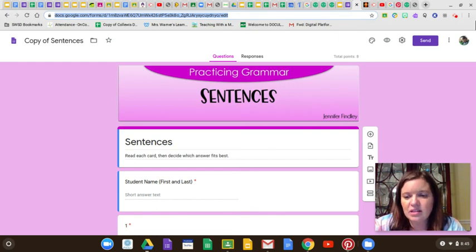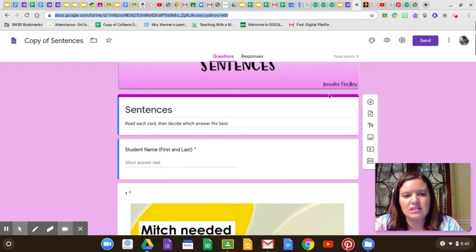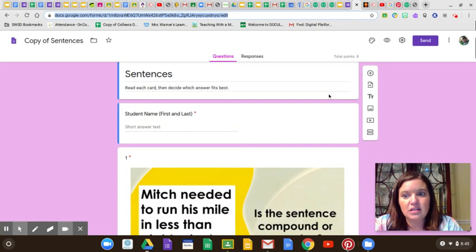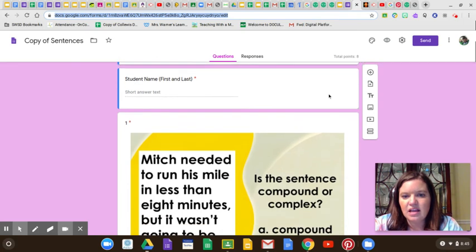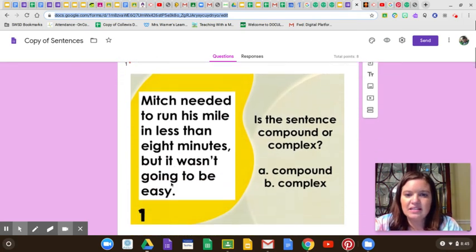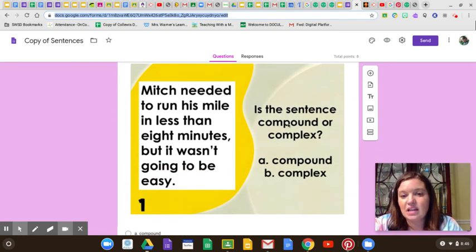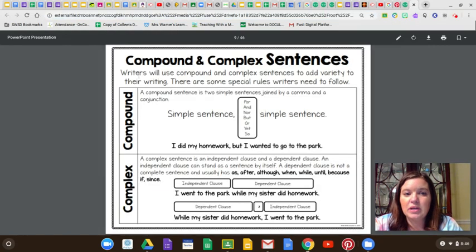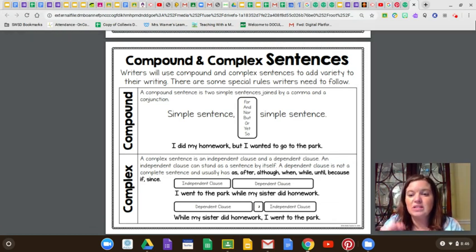The second one, this is a grammar skill that I noticed a lot of you guys were confused on. So it is complex and compound sentences. So same thing, it's going to give you a sentence and it's going to ask you, is this compound or complex? But before you do that, I wanted to quickly go over, and I will attach this anchor chart also just to help you if you are still confused. So the difference between a compound and a complex sentence.